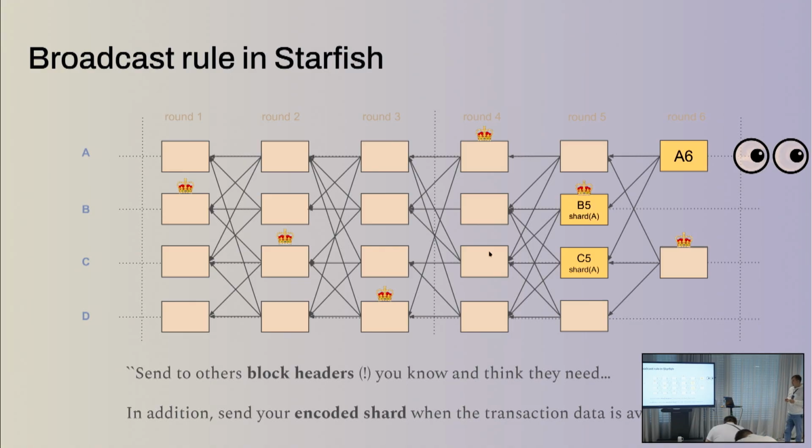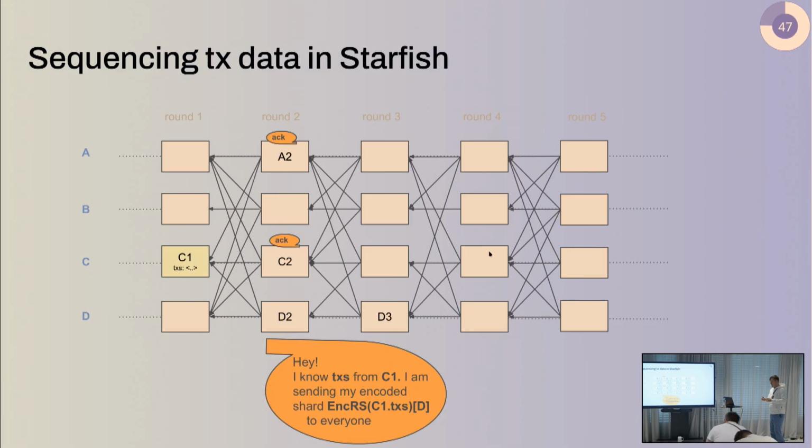And now we can look at how we can sequence the transaction data. Let's say that we are looking now at the block C1, and we are thinking when we can sequence the transaction data, because we already have these acknowledgements, we have some leader blocks, how to put everything together.